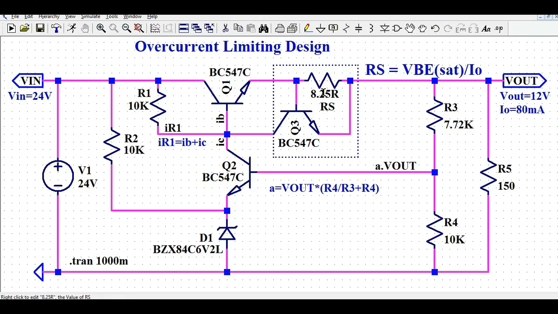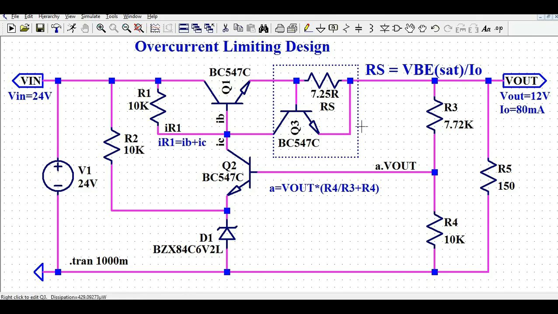Now let me explain why we need the resistance RS of 8.25 ohm. How will you calculate the value of resistance RS? In order to calculate it, you can apply this formula: RS equals VBE sat divided by I naught. I naught is the output load current, the rated load current, and VBE sat is the saturation voltage of Q3. So you can fix the resistance value of RS based on the VBE sat value of your Q3.